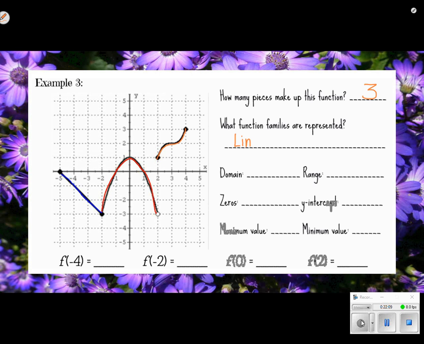Linear, quadratic, and cubic. We haven't played a lot with the cubics, but there is a cubic piece there.